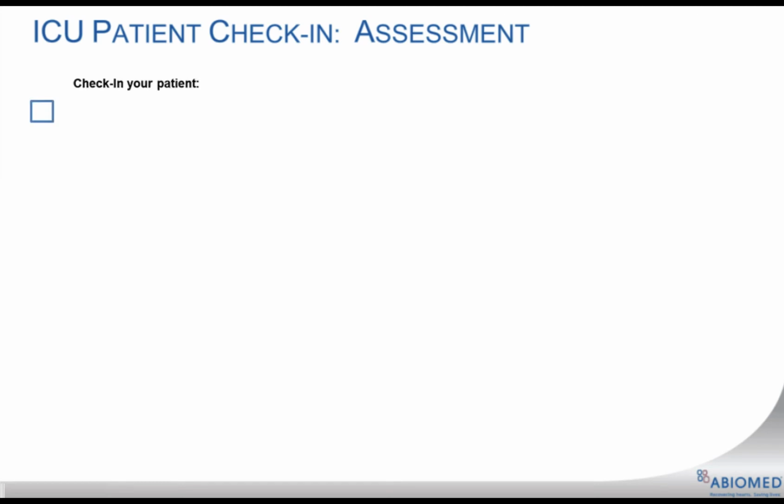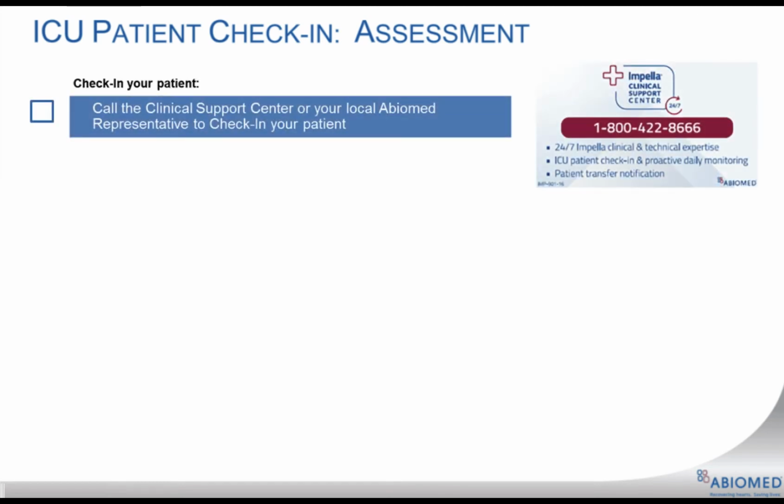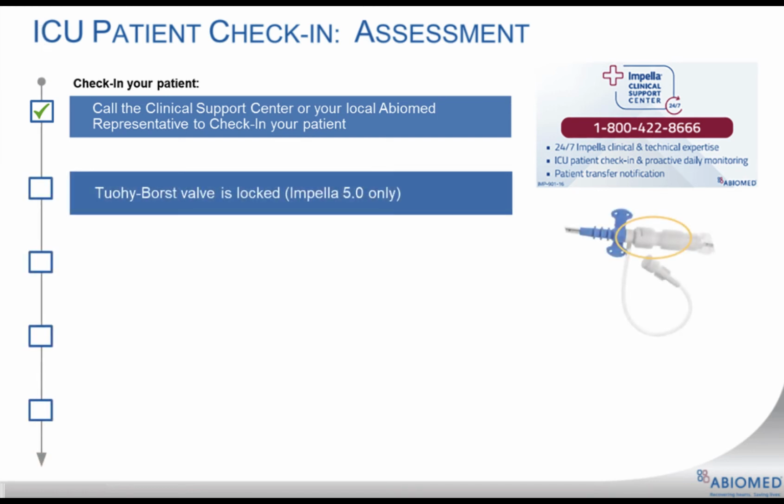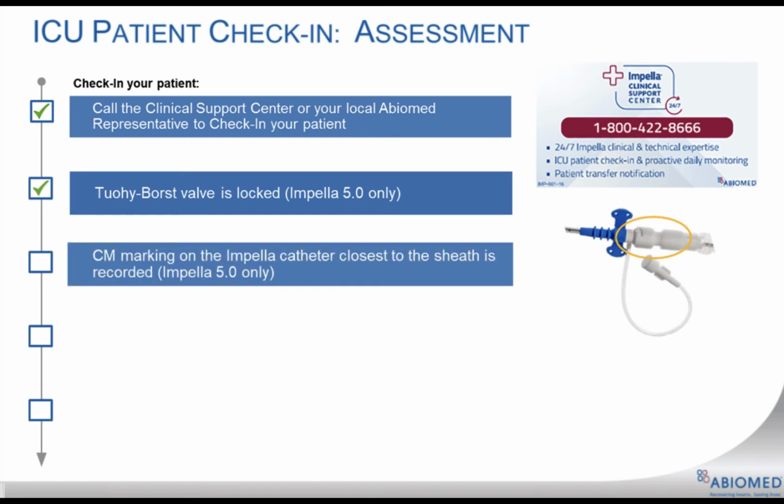When a patient is transferred to the ICU with an Impella 5.0 or Impella LD, there are a number of proactive actions and processes to follow to help avoid potential issues. If your local Abiomed representative is not present, call the Clinical Support Center to help check your patient in. The Impella 5.0 patient check-in consists of the following assessments. Ensure the TUI valve is locked finger tight on the repositioning sheath. The centimeter marking that is visualized through the sterile sleeve closest to the sheath should be documented.